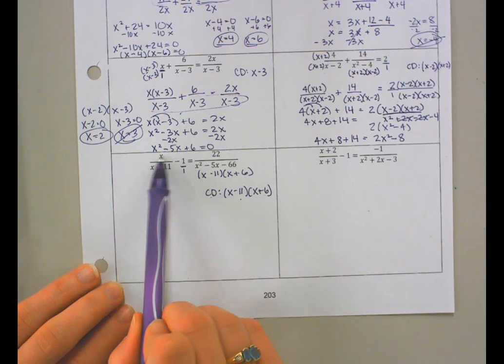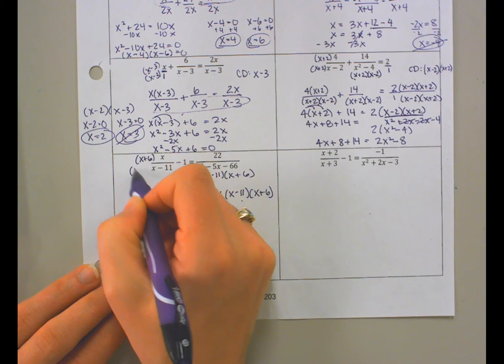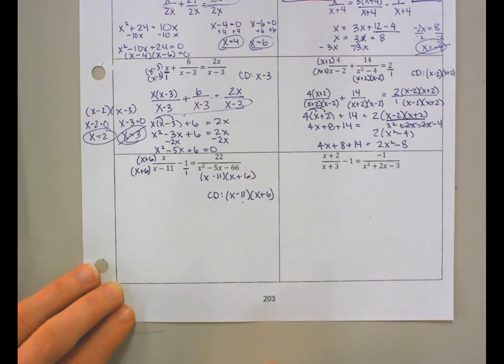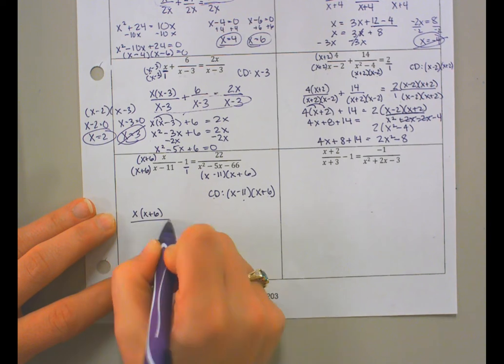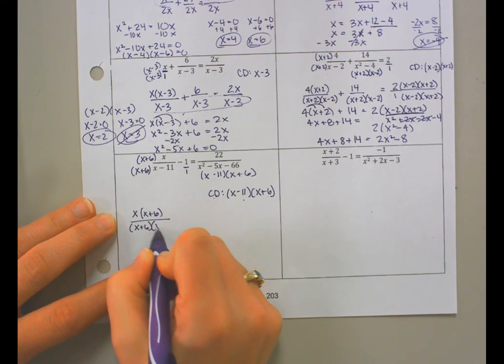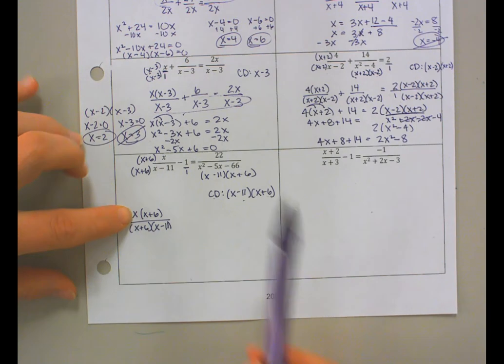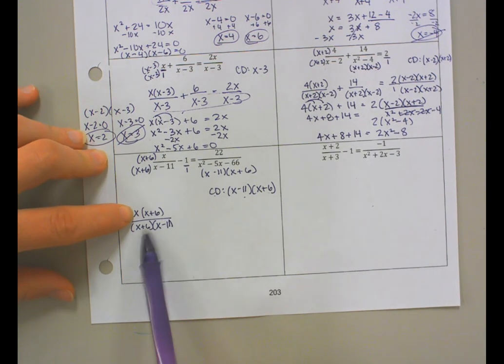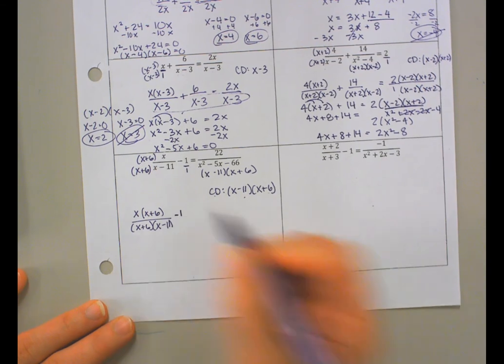So my first one has the x minus 11, so that means it just needs the x plus 6. So I multiply the top and the bottom by x plus 6. So I'd have x times x plus 6 over x plus 6 times x minus 11. Right, I just rewrote that to put the x in the front, but essentially I'm just multiplying x times x plus 6. Then my second fraction is going to need both of them.